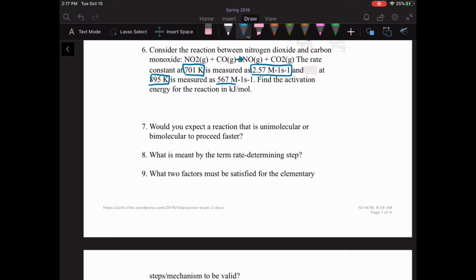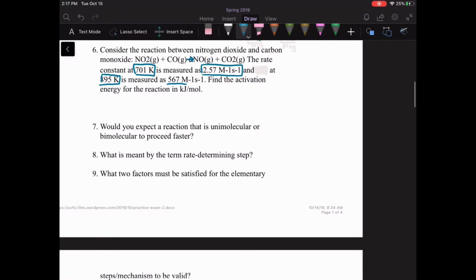use the 2-point Arrhenius equation, which is ln K2 over K1 equals EA over R times 1 over T1 minus 1 over T2. So it's important to note that this is not negative right here. With the Clausius-Clapeyron, it was K2 over K1, and then it was T2 minus T1. But for this one, it's K2 over K1, and then T1 minus T2. So don't let that confuse you.